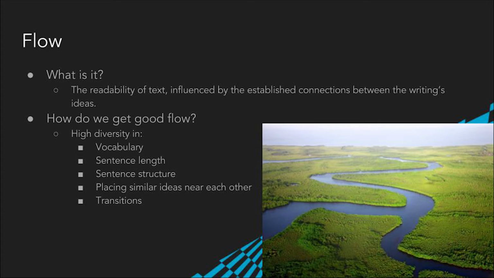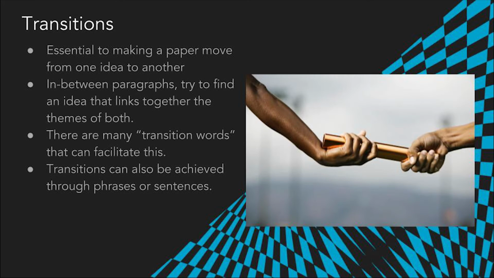So here, I'm going to generalize that good flow can be achieved through high diversity in vocabulary, sentence length, and sentence structure, organizing ideas so they are near each other, and using transitions. We'll take a closer look at each one of these as we go through the presentation. Let's start off by talking about one way we can show ideas connecting in our writing. Transitions can help pass the baton from one idea to another.